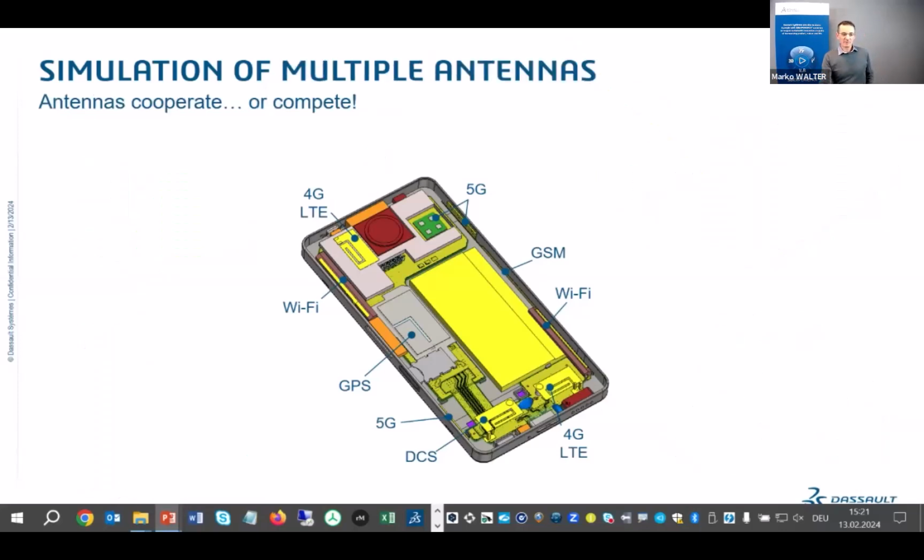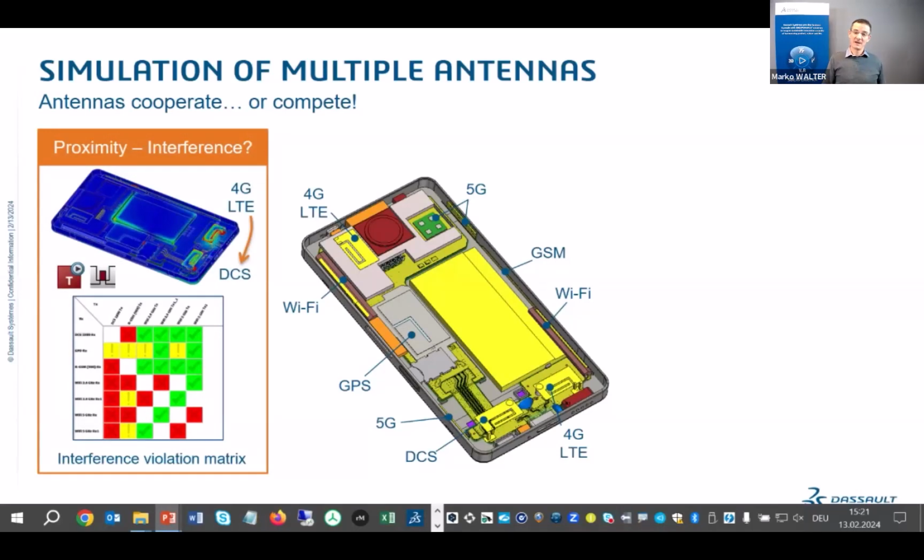Let's look now at multiple antennas. So if we look at the phone, we can see in fact that there are many antennas for all the different communication and navigation standards. This will be a recurring theme today. So antennas are often not used on their own. Now, antennas in close proximity to each other can couple, and they can cause interference between their systems.